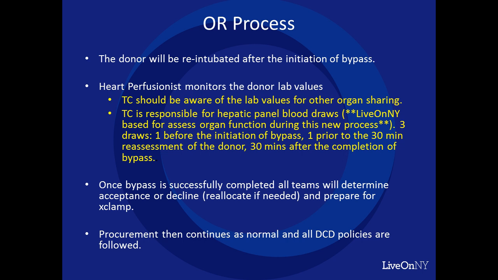So I think as time moves on, we might be able to show them that if they stay for the few extra minutes, they might be able to get a beautiful liver just by reinstituting the warm oxygenated blood. And then after this, procurement moves forward as normal. We follow all DCD protocols that we've always had. There really is nothing abnormal after that point in time.